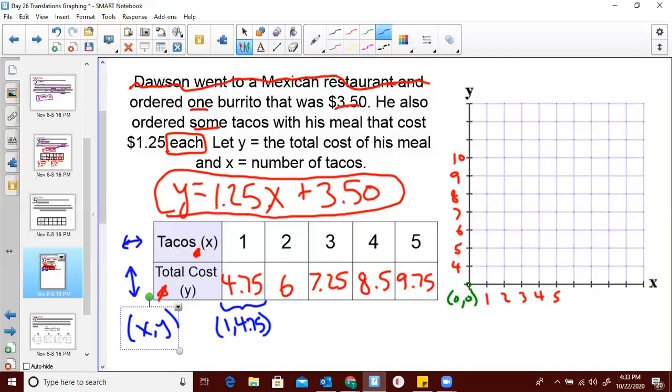So I'm going to start from 0, 0, because it's where we always start. I'm going to go to 1. I'm going to go to 4, but it's 4.75. So I'm going to get close to 5, but not quite.